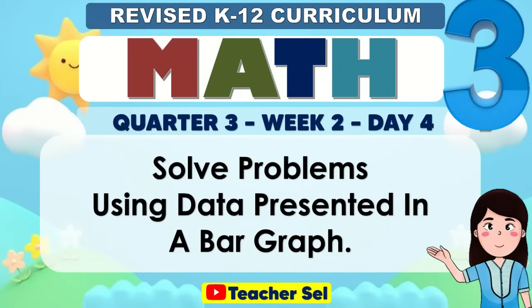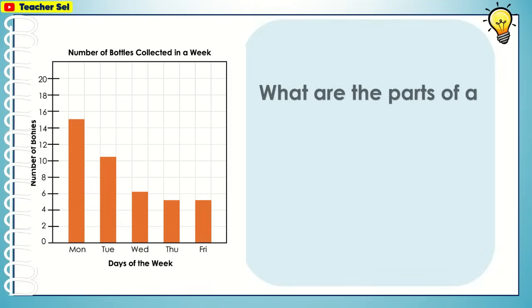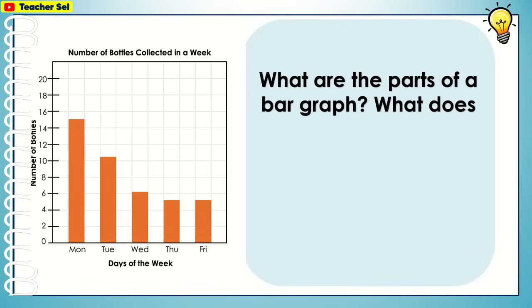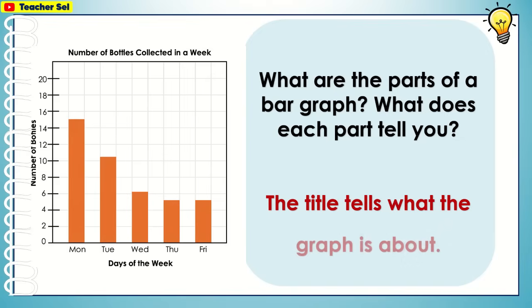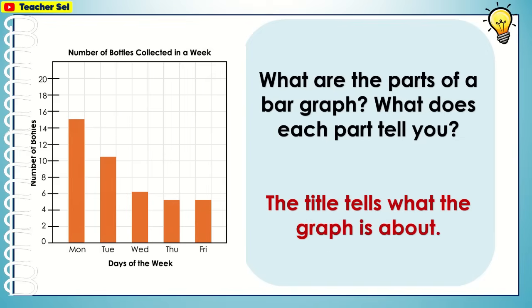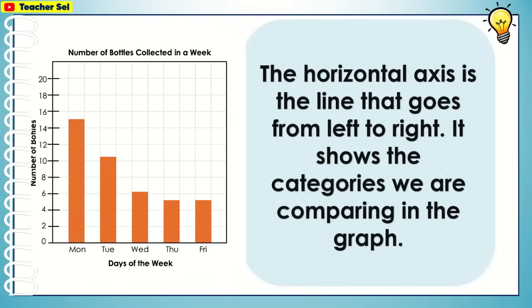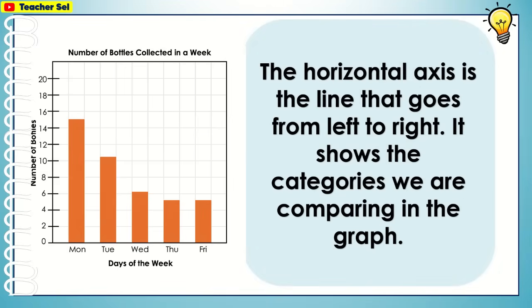For day 4, solve problems using data presented in a bar graph. What are the parts of a bar graph? What does each part tell you? The title tells what the graph is about. The horizontal axis is the line that goes from left to right. It shows the categories we are comparing in the graph.